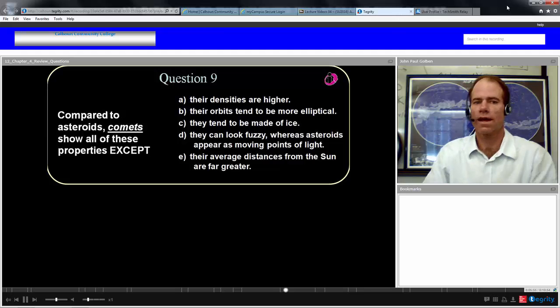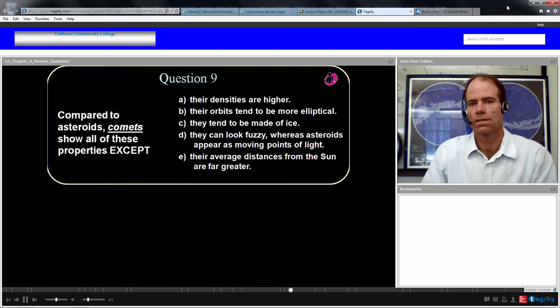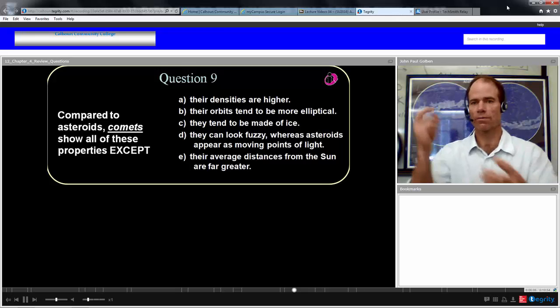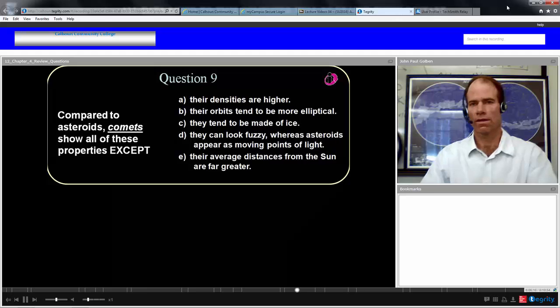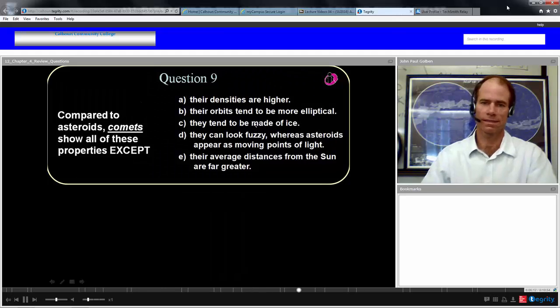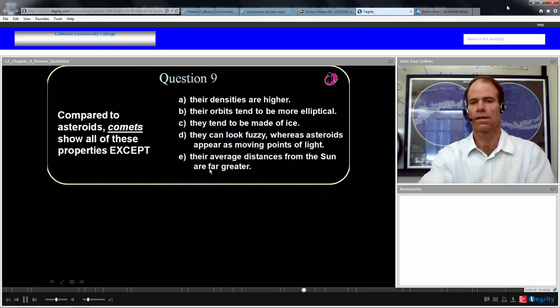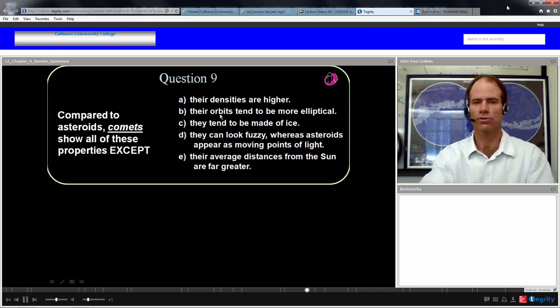Question number 9. Compared to asteroids, comets show all these properties except, well, their orbits tend to be more elliptical as they come from the Kuiper belt or even from the Oort cloud. They're coming in with greater eccentricity in their orbits. They tend to be made of ice. That's true. They can look fuzzy because of outgassing. The average distance from the Sun is far greater, so all B, C, D, and E are true.